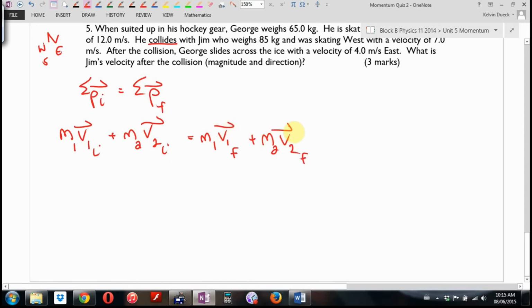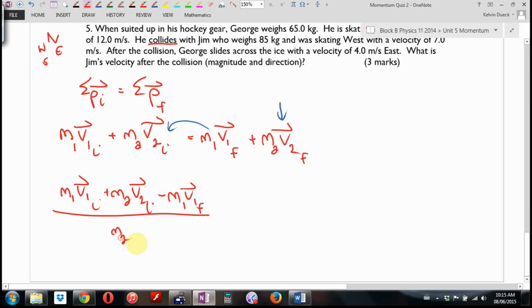Let's call mass 1 George, mass 2 Jim, and it looks like we're trying to find that. You know what? This is exactly like number 1. I'm going to minus that to that side. That's going to give me M1 V1 initial plus M2 V2 initial minus M1 V1 final. And I'm going to divide by M2 to get the V2 final by itself.